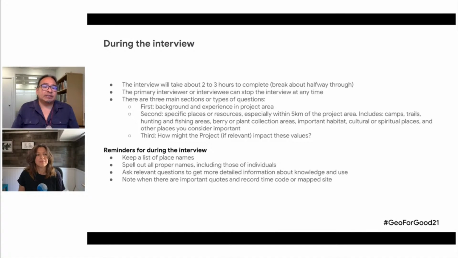Some other reminders to think about are keeping a list of place names, spelling out all the proper names. So when someone has a name in an Indigenous language, get them to spell it for you. Get them to spell their own names for you. Don't assume anything. Because at the end of the day, someone's going to be listening to those recordings and typing it all out. And so making sure that you have that all spelled out for them.